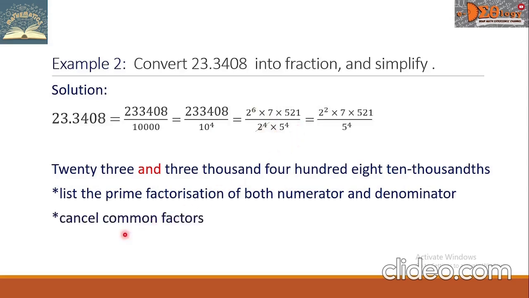Then we're going to cancel common factors. The 2 raised to 4 in the denominator is cancelled totally, and there is 2 raised to 6 in the numerator. Cancelling the 2 raised to 4, we have 2 squared that remains in the numerator times the 7 times the 521. So we simplify the numerator as 14,588 over the 5 raised to 4, which is equal to 625. This is the final answer.